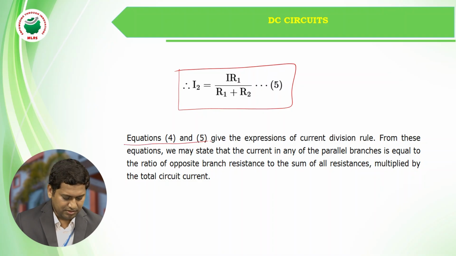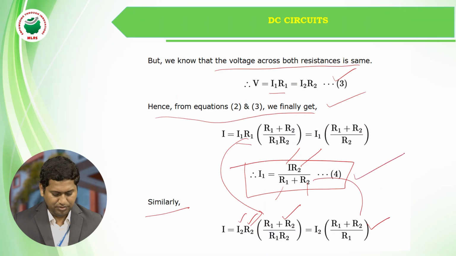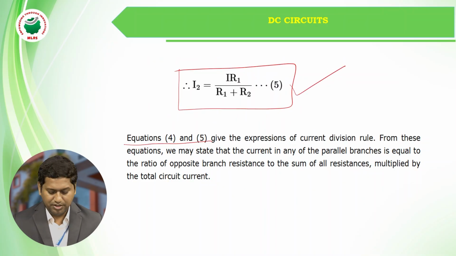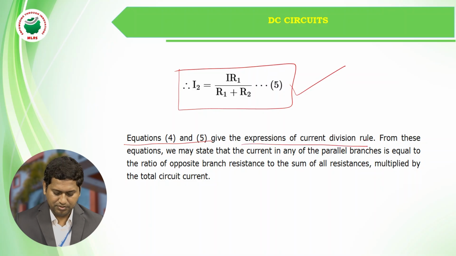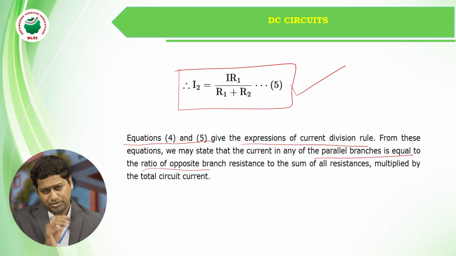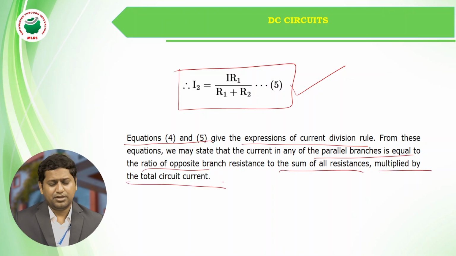So from the above equations, let us go to the previous slide. This is equation number 4, this is equation number 5. From equations 4 and 5, we get the expression for the current division rule. So finally the statement that can be concluded is that the current in any parallel branch is equal to the ratio of the opposite branch resistance to the sum of all resistances multiplied by the total circuit current. So I2 is equal to I into R1 divided by R1 plus R2. Similarly, I1 is equal to I into R2 divided by R1 plus R2.